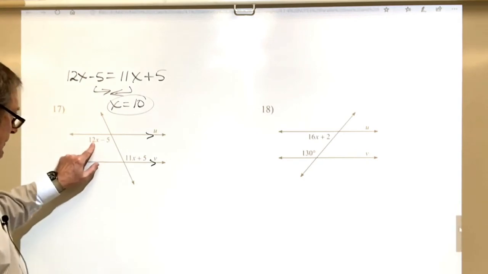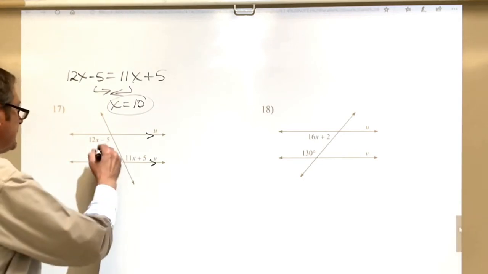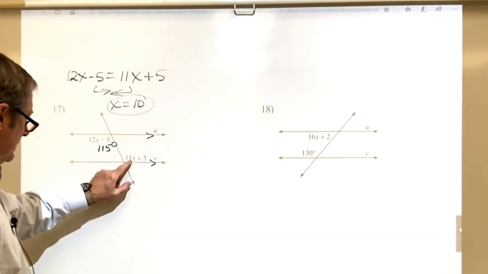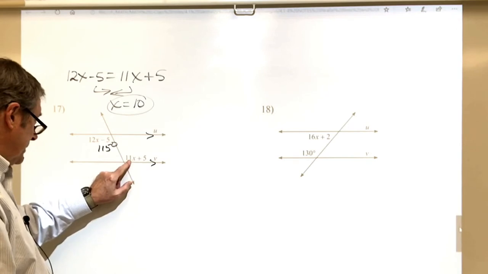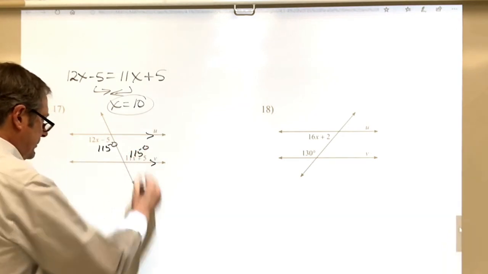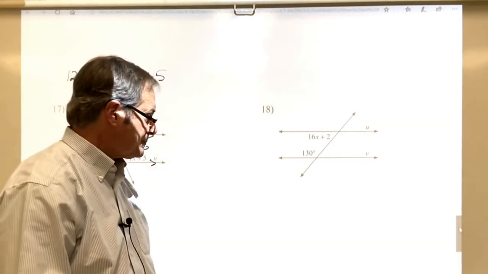So just for the heck of it, 12 times 10 is 120 minus 5. So that's going to be 115 degrees, which should be what this is. 11 times 10 is 110 plus 5, sure enough, that's 115 degrees. Therefore, the two lines are parallel.